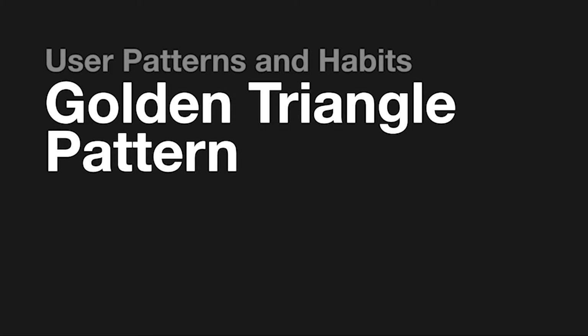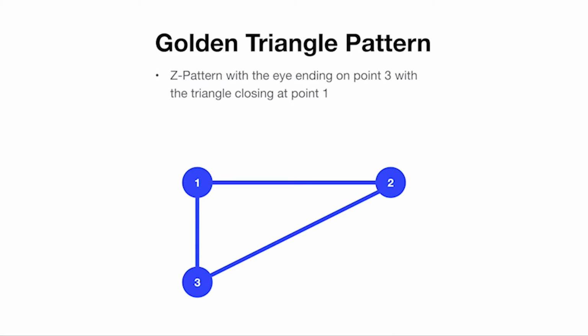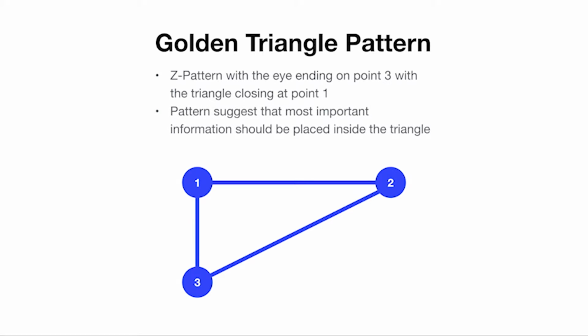The next pattern that we'll look at is the golden triangle pattern, which is essentially a Z pattern that ends on point number 3. The eye starts in point number 1, moves to point number 2, and then resolves and ends at point number 3. And the golden triangle pattern suggests that the most important information should be placed inside the triangle. This is an example of the golden triangle being in use.